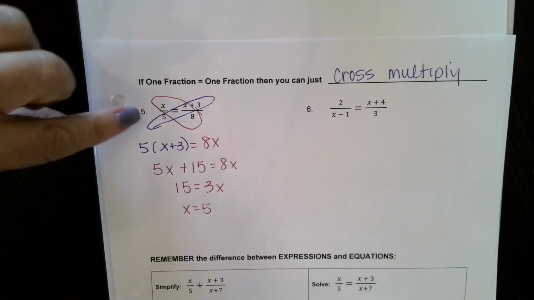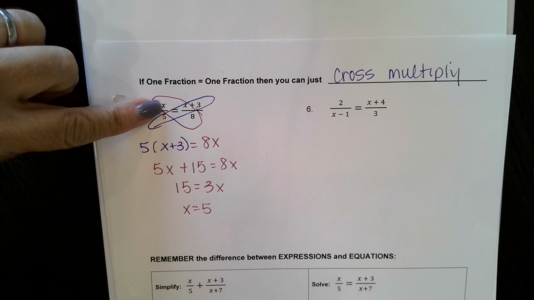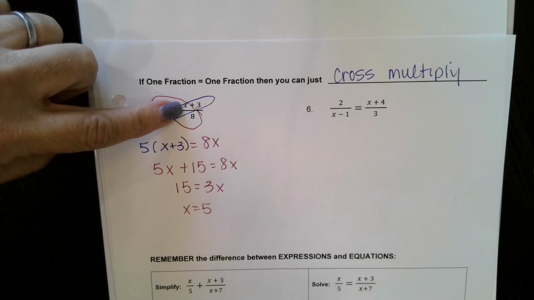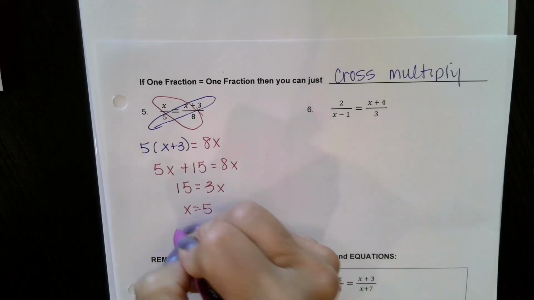Now we can test this easy enough. So 5 over 5 is 1. 5 plus 3 is 8. 8 over 8 is also 1. So we're good.